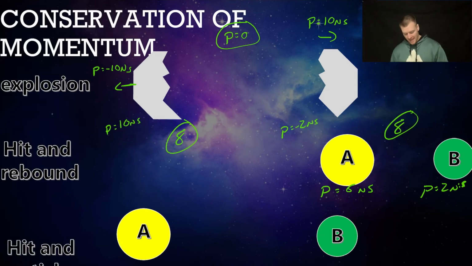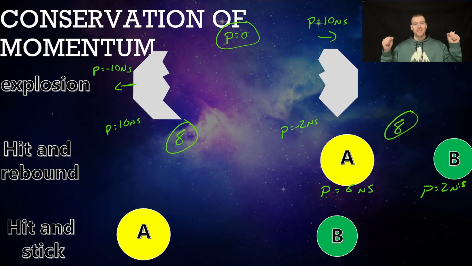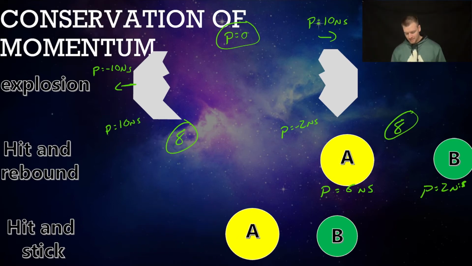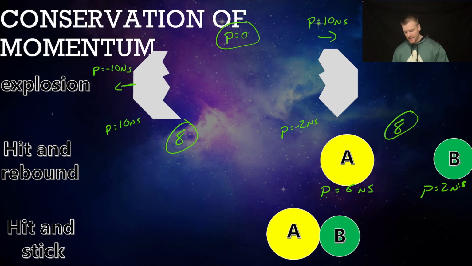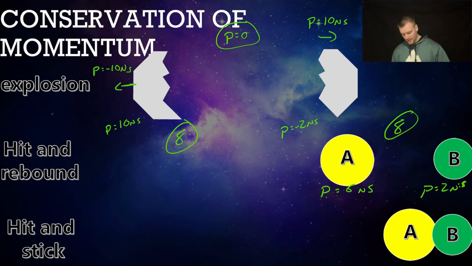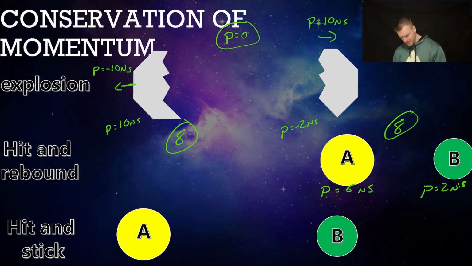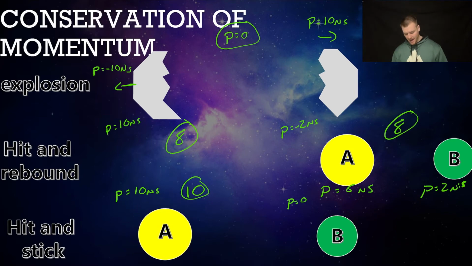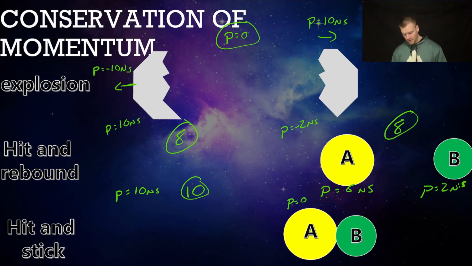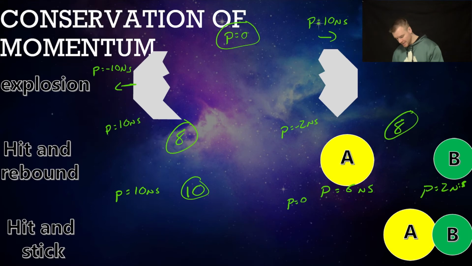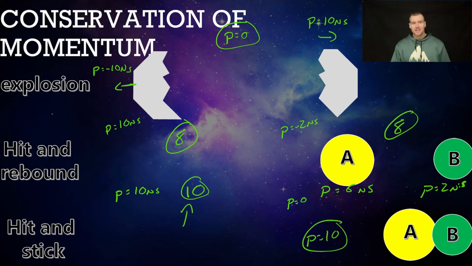The last type we're going to look at is hit and stick. This is where we have two objects collide and then they stick together as one mass. So let's have A and B come together and say B stationary, they hit, and then they move together as one. Let's put that back and say that initially A had a momentum of 10 Newton seconds and B was 0. The total off the start is 10. After they collide and move together, the momentum of them as one object needs to be 10 to be the same as our start.